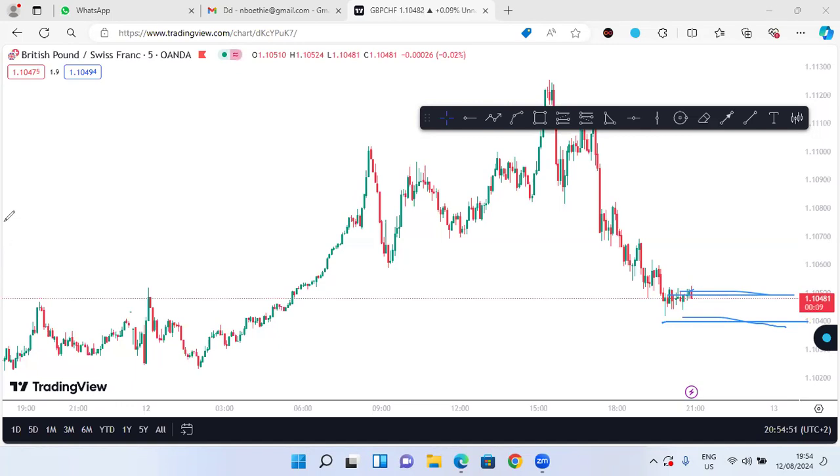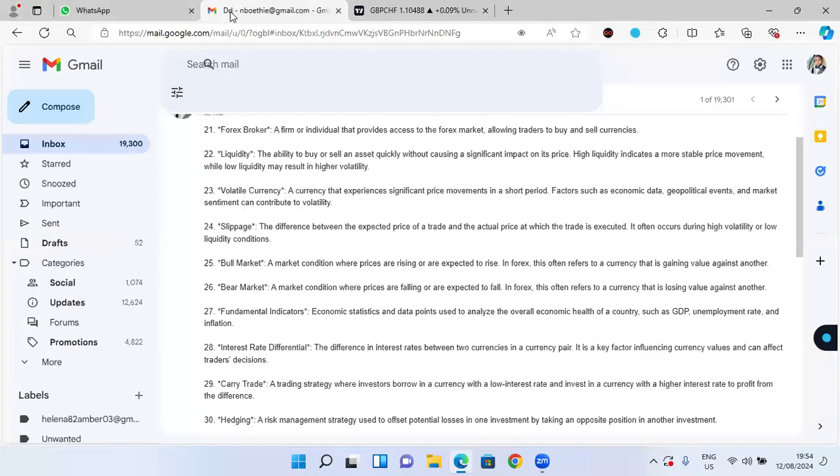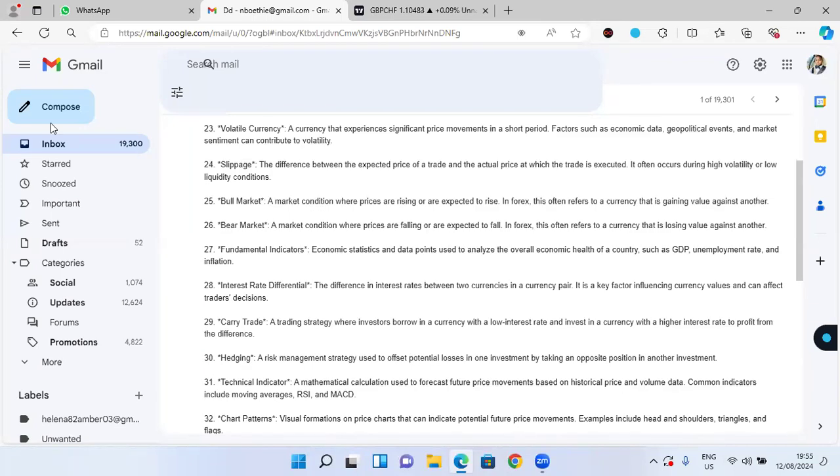Do you understand slippage? Basically, when your trade is executed at a different price than what you wanted, it's slippage. Is it clear there? Yes, sir. Okay. Yes, it's clear, Mr.